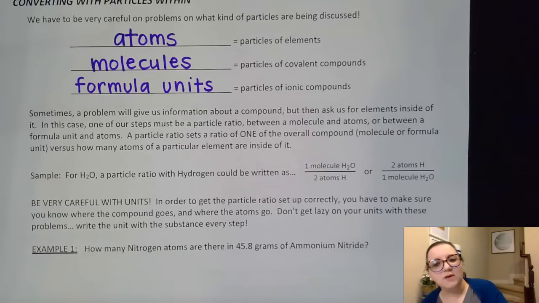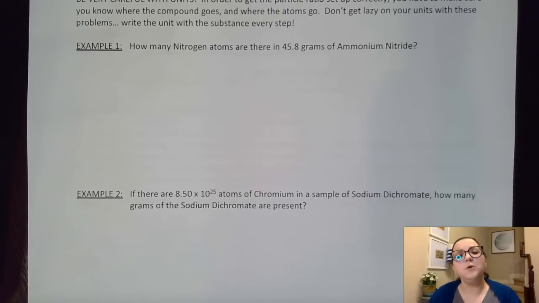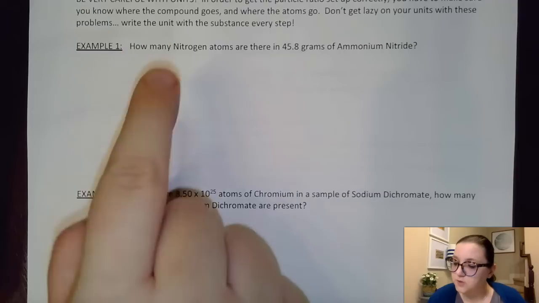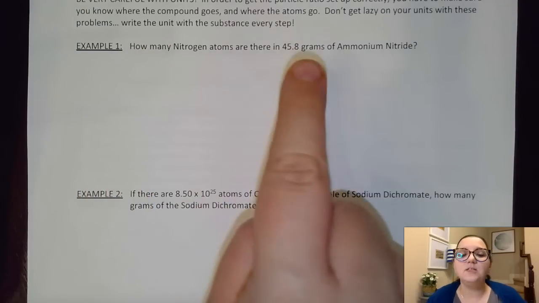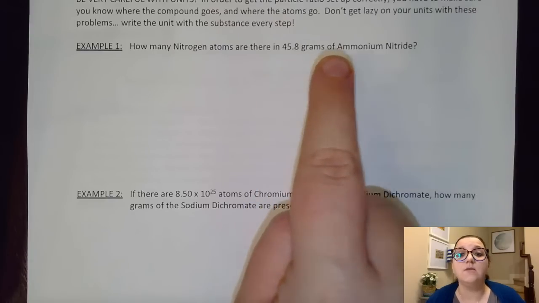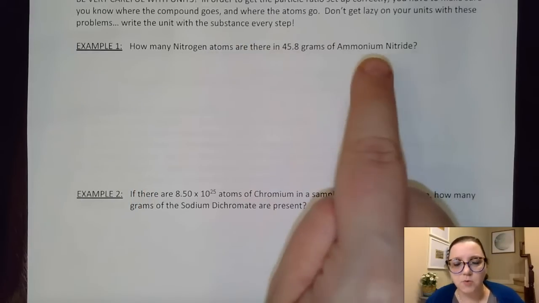Now, one thing we do have to be really careful on when we're setting up these problems is that our how much or how many statement might be mentioning one substance, whereas the given information might be mentioning a different substance. For example, on this first one, it talks about how many nitrogen atoms, but then it talks about 45.8 grams of ammonium nitride. So you notice here we have nitrogen, here we have ammonium nitride.